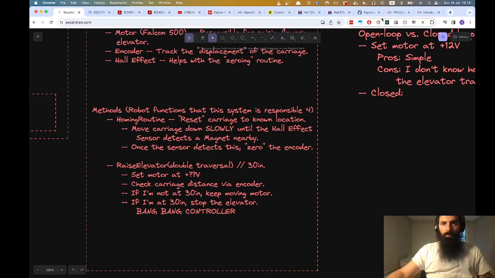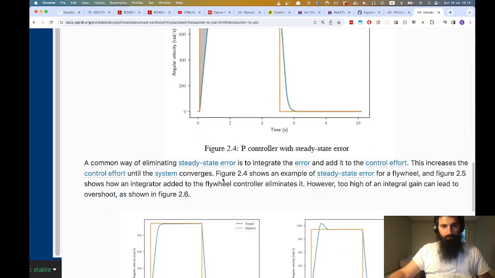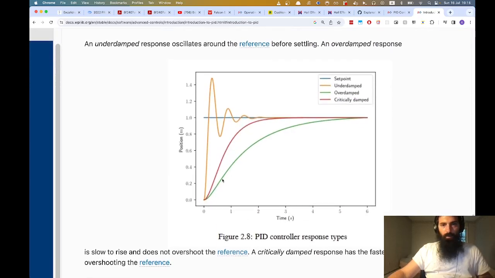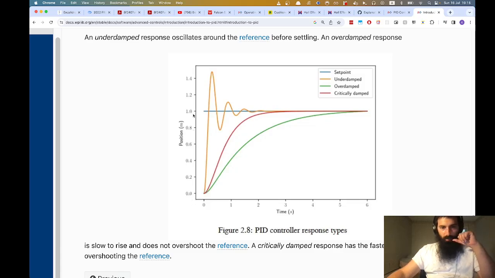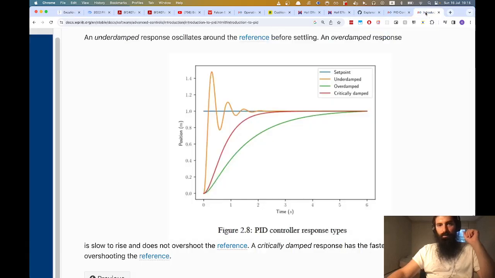Okay. So basically, let's look at this picture right here. Let's say on the y-axis is position. So you can think of this as an elevator. Let's say you start at position 0, and you have what we call a set point. The set point is the distance that you want to travel. So let's say 30 inches. In this case, it's 1 meter.